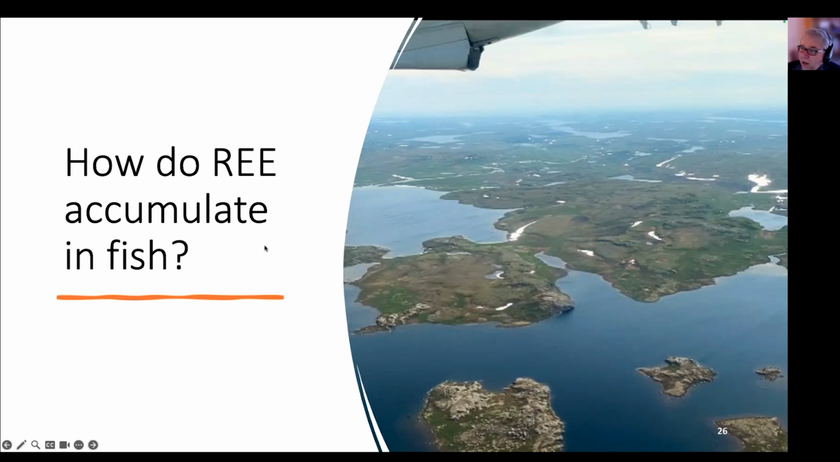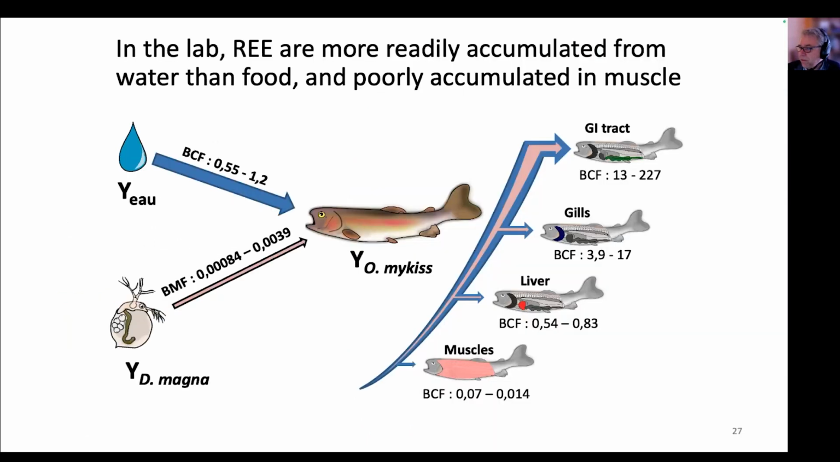Now, how do these REEs make their way up the food chain, and mostly into food that people consume? First of all, we wanted to know about fish: what happens when these fish are exposed in the future to high levels of REEs? So we've done these experiments in the lab with model species used by the government.